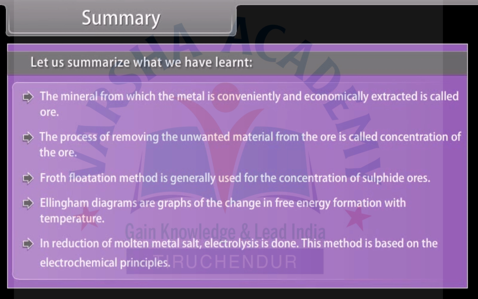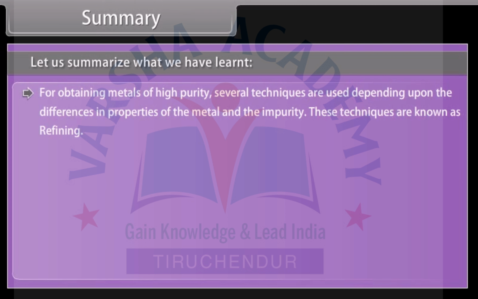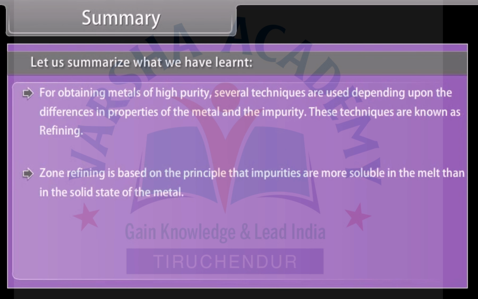In reduction of molten metal salt, electrolysis is done. This method is based on the electrochemical principles. For obtaining metals of high purity, several techniques are used depending upon the differences in properties of the metal and the impurity. These techniques are known as refining. Zone refining is based on the principle that impurities are more soluble in the melt than in the solid state of the metal.